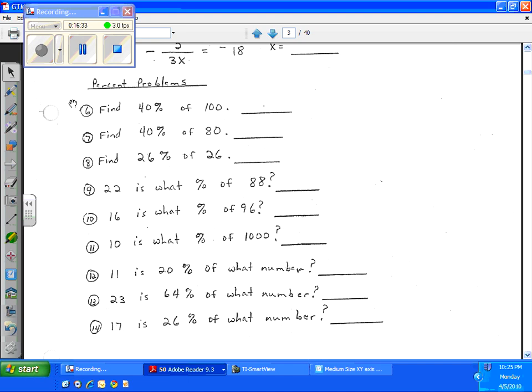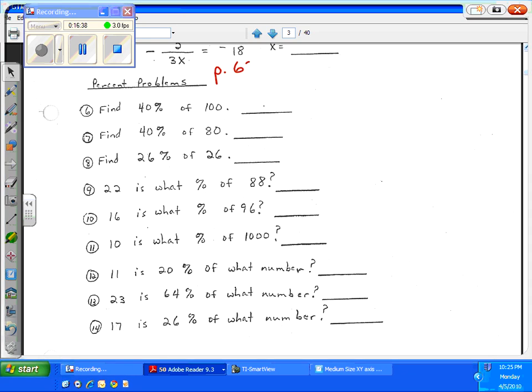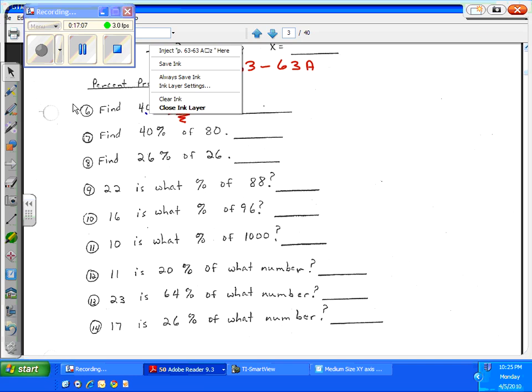Now we're getting percentage problems. Percentage problems are in the algebra text from page 62 through page 63A. The little word of means to multiply. You'll find that on page 37 of the algebra text. And to change a percentage to a decimal, we would move our decimal 2 places to the left.